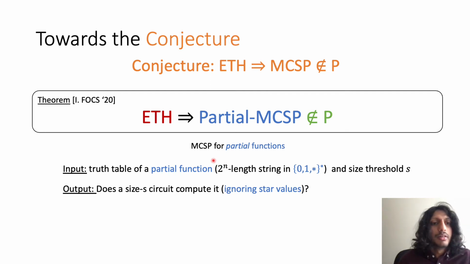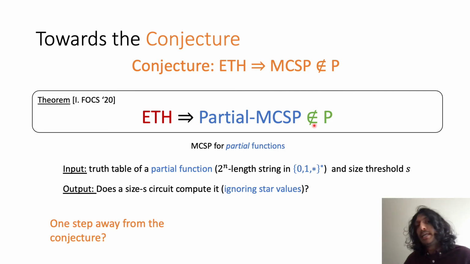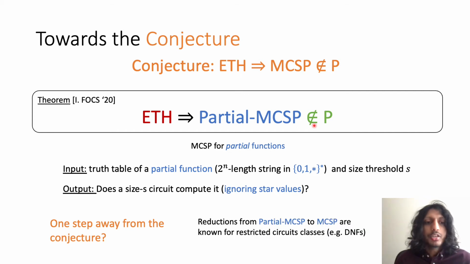And so this partial version of MCSP, you can actually show it's not in P under ETH. And optimistically, one might hope that maybe we're just one step away from the conjecture. In particular, there are reductions known from partial MCSP to MCSP in restricted cases, for specific classes of circuits such as DNFs. This result here holds in the general case. It holds for the usual AND, OR, NOT fan-in 2 circuits.